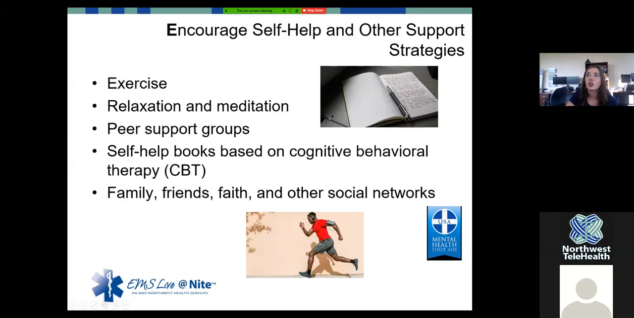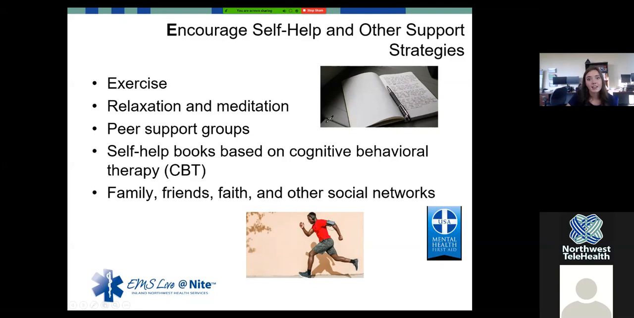And then the last E is encouraging self-help and other support strategies. So this is huge. There's a lot that you can do even on your own. Oftentimes people do need to seek the professional help as well, but that in combination with self-help and other support strategies can be a really good way for that person to work towards recovery. And these are things that are good for prevention's sake too. So maybe you don't have a mental health disorder or you're not in crisis, but again, we'll talk about these things because it can be an adaptive coping mechanism for the stress that you undergo within your profession. But these are things that you can encourage someone to do as well.